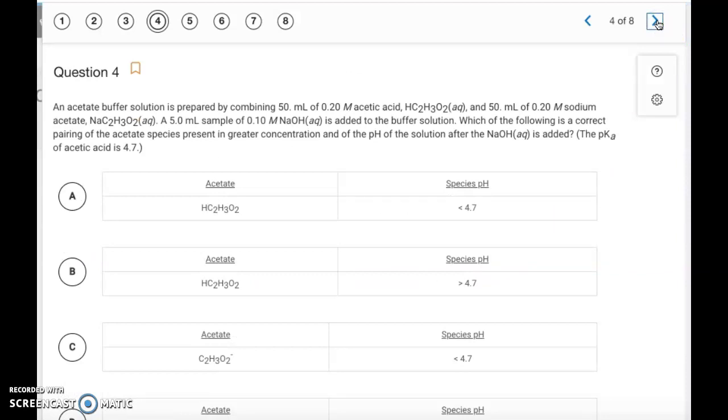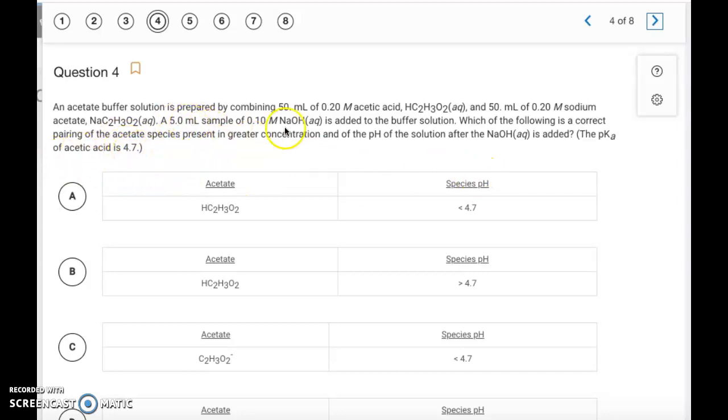Question number 4. All right, so we have the same acetate buffer solution. You have this acetic acid and you have the sodium acetate. Again, the sodium is just a spectator. It's just the acetate ion, that's the conjugate base. We start off, the pKa of acetic acid is 4.7. We have 50 milliliters of 0.2 molar acetic acid and 50 milliliters of 0.2 molar sodium acetate. So we're starting off with equal amounts of weak acid and conjugate base. That means that the pH of that buffer is going to be the same as the pKa. So we're starting off at 4.7.